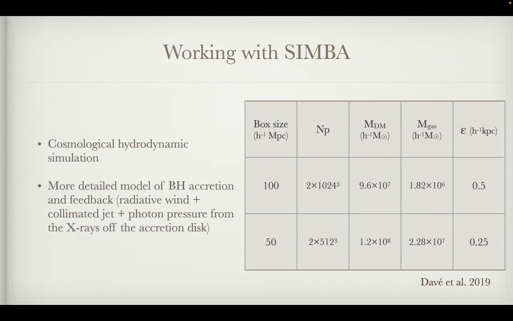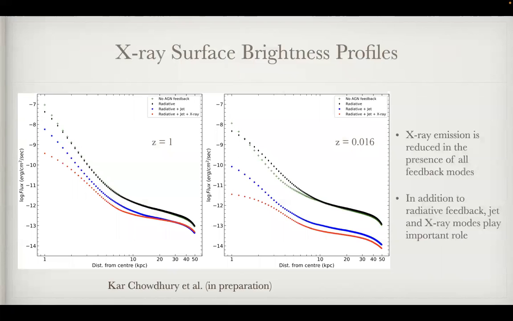So here in this table, you can see the parameters of different SIMBA runs. And another advantage of working with SIMBA is that it takes into account a more detailed model of black hole accretion, as well as it incorporates different modes of feedback from active galactic nuclei. So here you can see a result of this SIMBA simulation. So this is actually an X-ray surface brightness profile for two different redshifts obtained with SIMBA data for different feedback modes. So the red shows the scenario where all the feedback modes are present in the simulation, and this green cross shows the scenario where no AGN feedback is present.